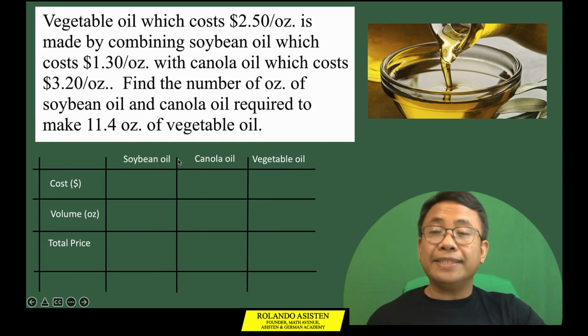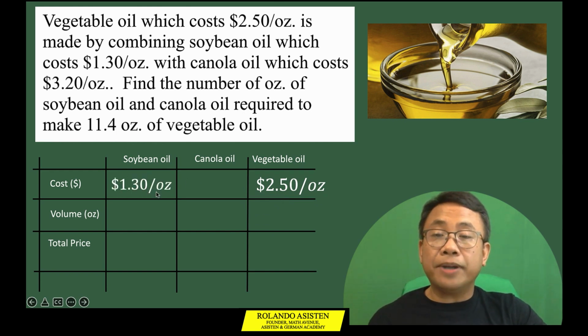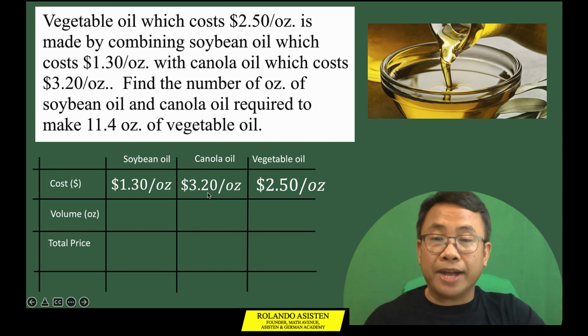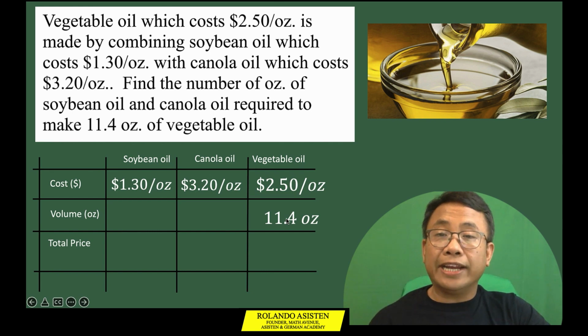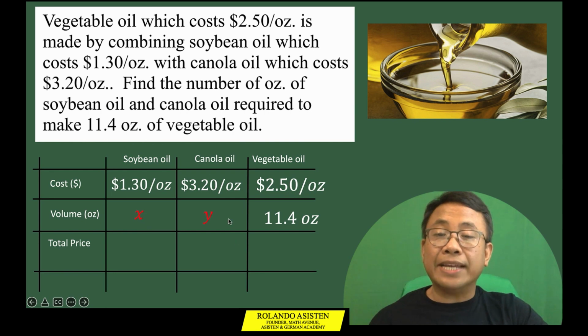So we organize our data this way. We have here the soybean oil, the canola oil, and the vegetable oil. The cost of the vegetable oil is $2.50 per ounce. The cost of the soybean oil is $1.30 per ounce. And the cost of the canola oil is $3.20 per ounce. We know that the resulting mixture is 11.4 ounces, but we do not know how much soybean oil and how much canola oil are used in the mixture. So we let them be X and Y respectively.